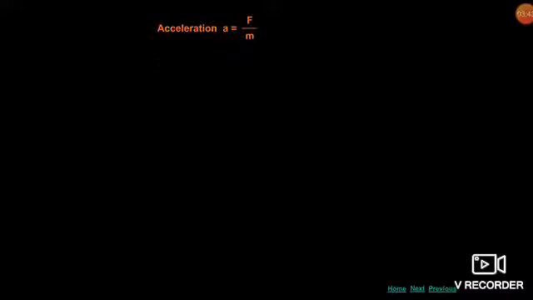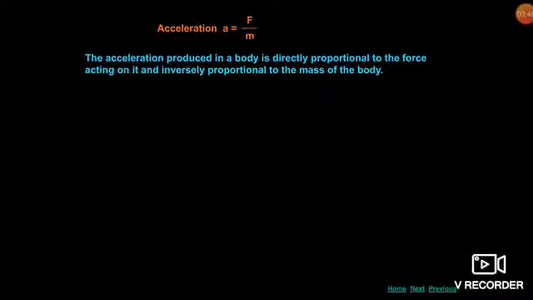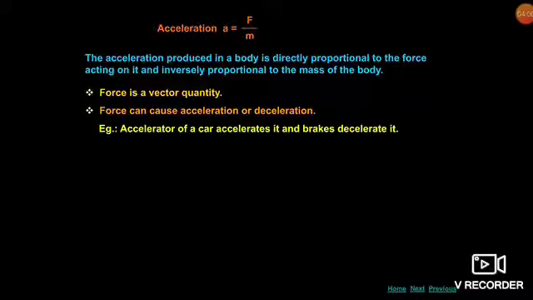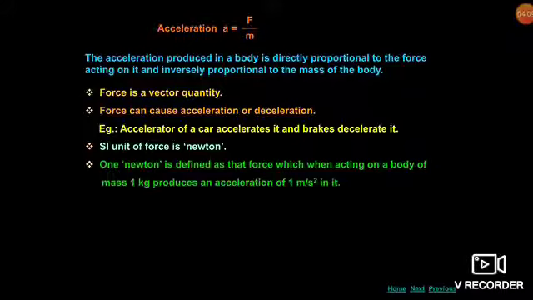Now acceleration is force upon mass. So the acceleration produced in a body is directly proportional to the force acting on it and inversely proportional to the mass of the body. Force is a vector quantity. Force can cause acceleration or deceleration. Example: the accelerator of a car accelerates it and the brake decelerates it. SI unit of force is Newton. 1 Newton is defined as that force which when acting on a body of mass 1 kg produces an acceleration of 1 meter per second square in it.